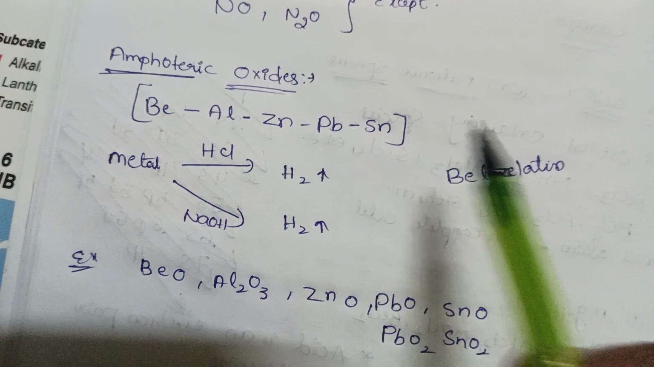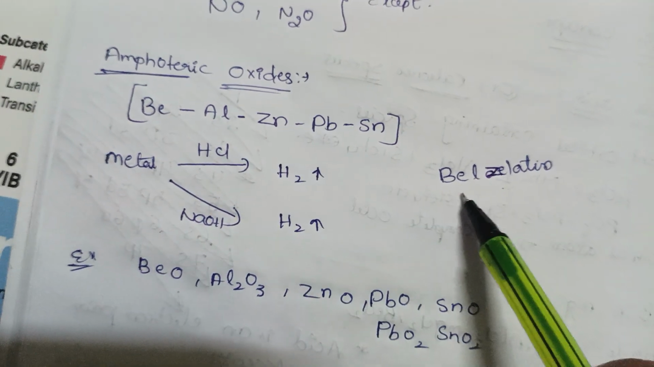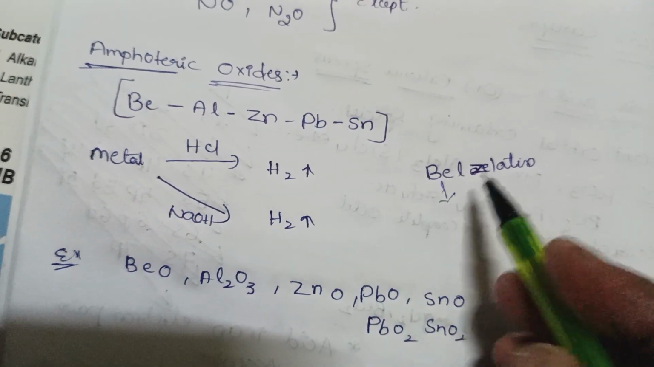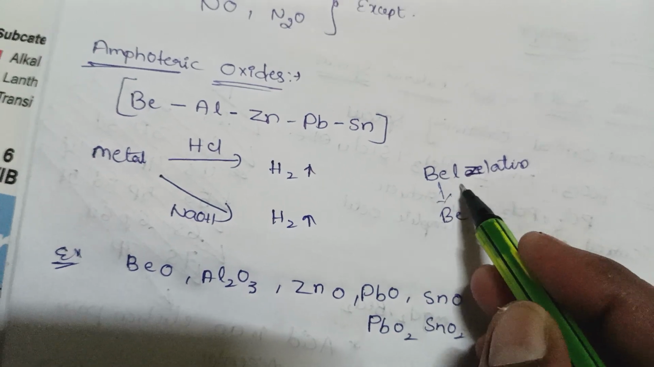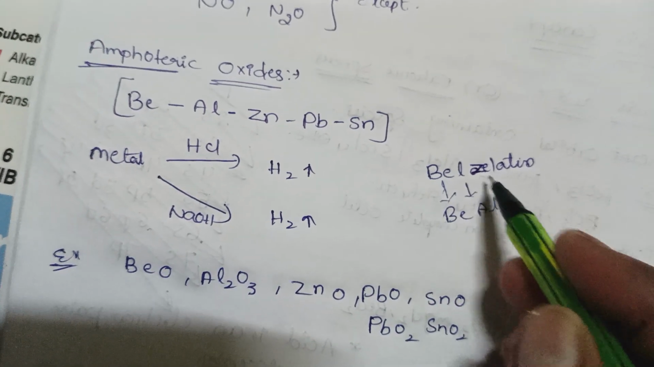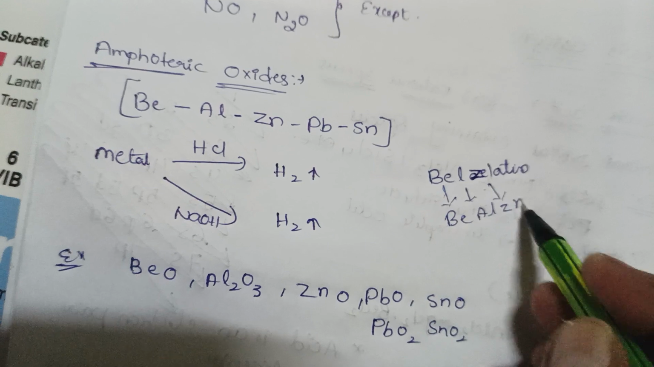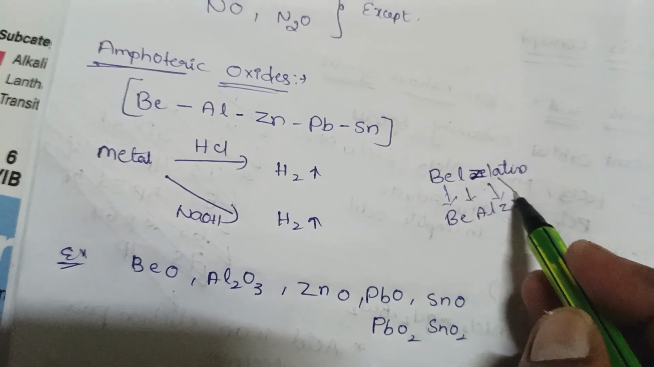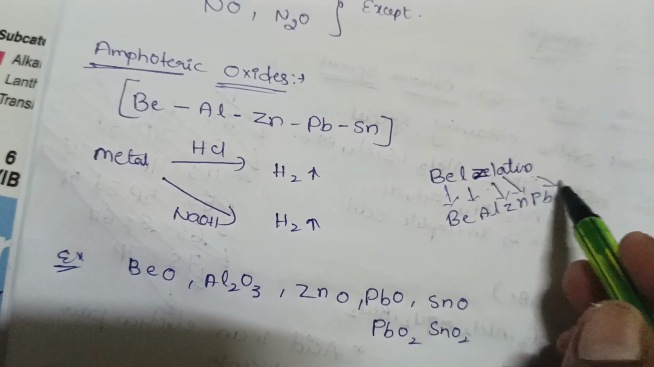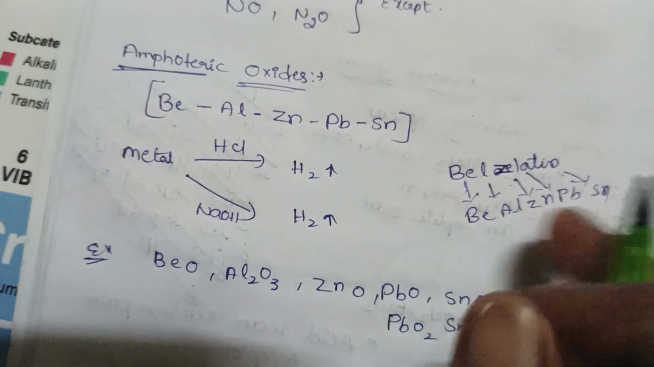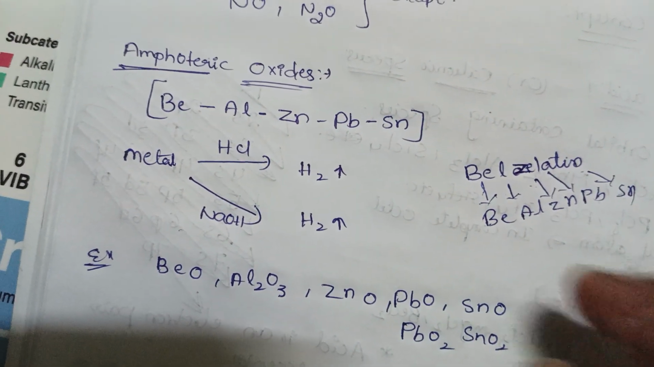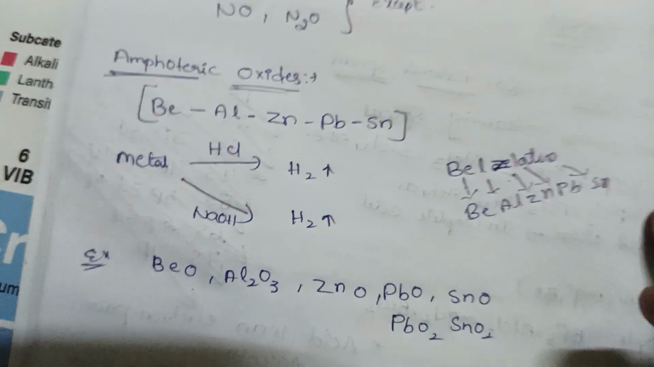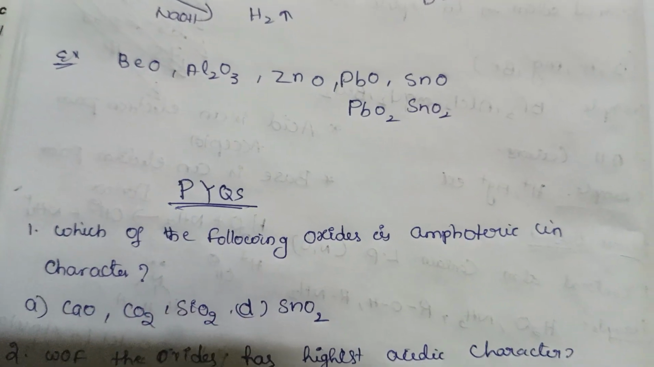A simple trick to remember amphoteric oxides: BeAl Zn Pb Sn. Be means beryllium, Al means aluminum, Zn means zinc, Pb means lead, Sn means tin. Remember this simple trick for amphoteric oxides. I will show you one example.